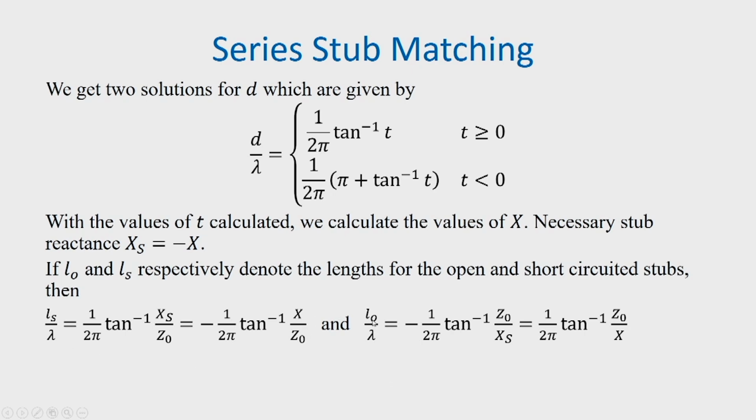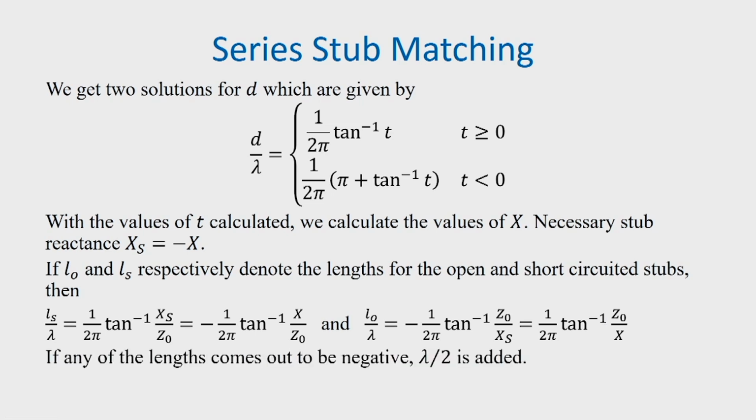Similarly, for the open circuit case, we get L open or LO by lambda is equal to minus 1 by 2 pi tan inverse z naught by xs, and this is equal to 1 by 2 pi tan inverse z naught by x. We are calculating the lengths of the stub. So, it may be noted that if any of the lengths come out to be negative, we can add lambda by 2 to get the actual stub length.